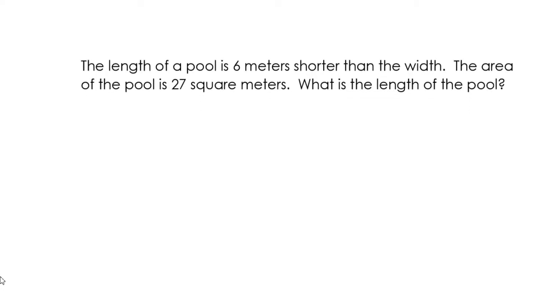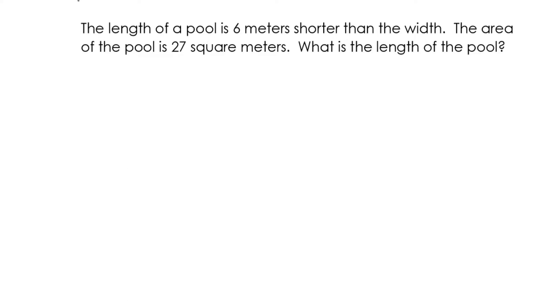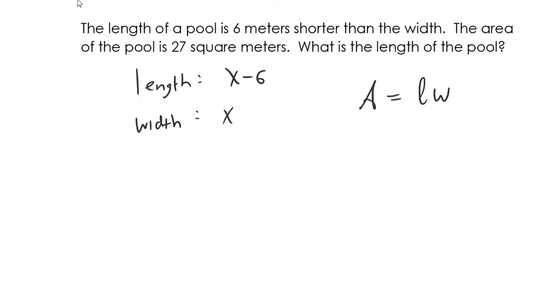Here we have a pool. This is a great moment to pause this video and try the question on your own. But we have the length of the pool, and we have the width of the pool. The length is 6 shorter than the width. So if the width is our x, the length is 6 shorter than that. And the area of, let's assume it's a rectangular pool. The SAT would have said rectangular. The area is length times width. And if the length is x minus 6 and the width is x, then that's the expression for the area. And the question tells us that equals 27.